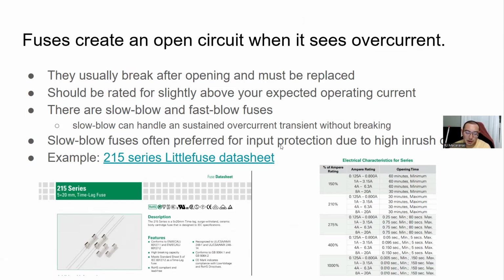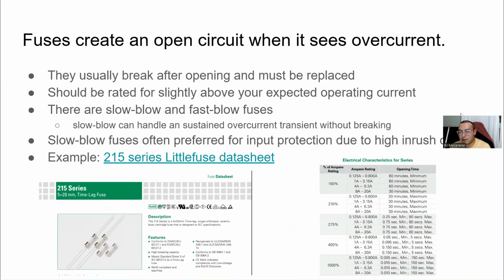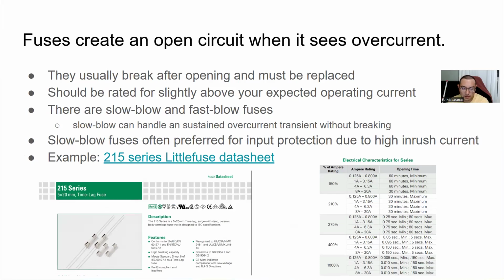We're going to talk a little bit about this, but there are inrush current events where the input current is actually a little bit higher than our normal operating current. So again, we usually want these slow blow fuses unless we have a really specific current threshold where we need to open the circuit very quickly, right? In which case we'd want to use a fast blow fuse.